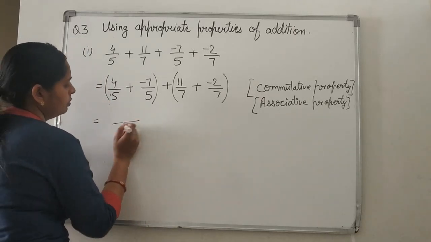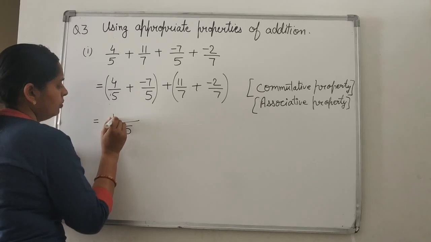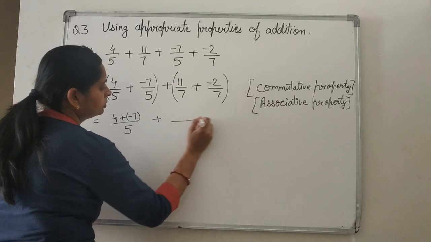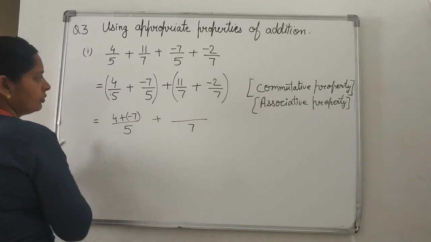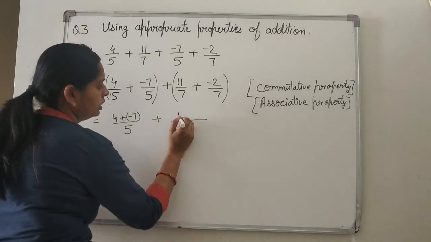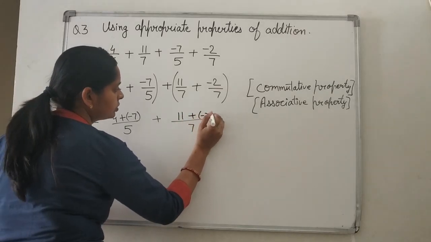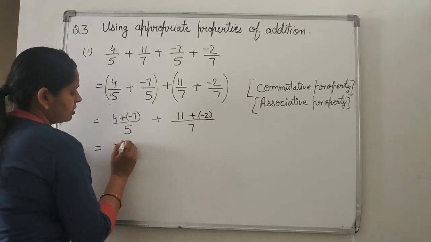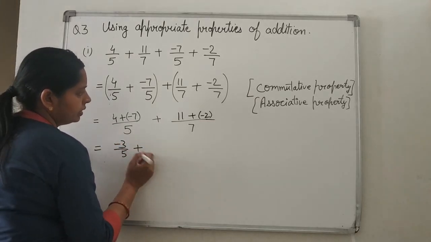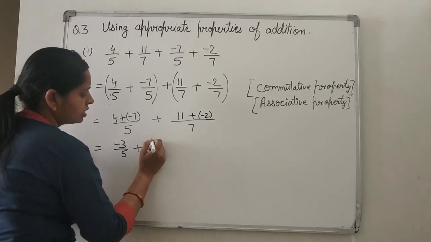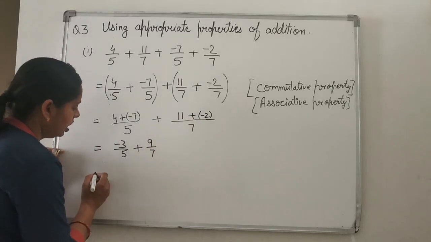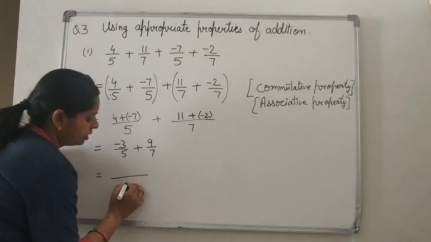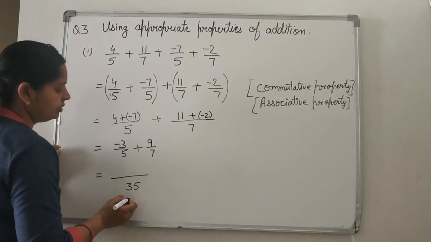So now we are having the denominator as 5, taken as 5 common, 4 plus minus 7. And here 7, and in the numerator we are having 11 plus minus 2. So it will go for minus 3 upon 5 plus 11 minus 2 is how much? 9 by 7. Now we are having two different denominators. So we will take the LCM. 7 times 5 is 35 will be the LCM.